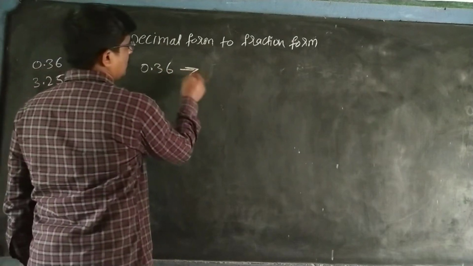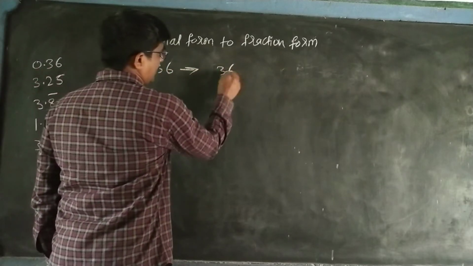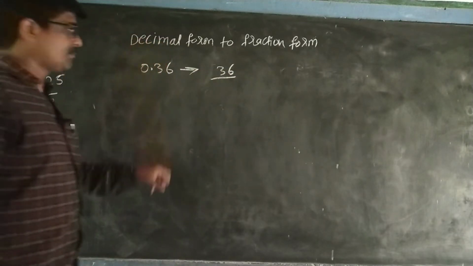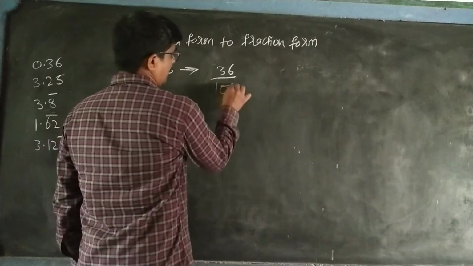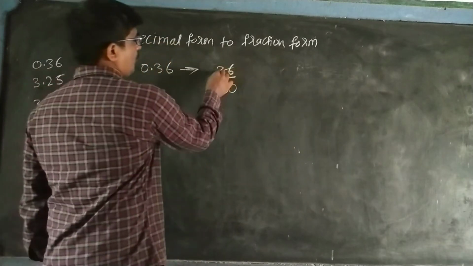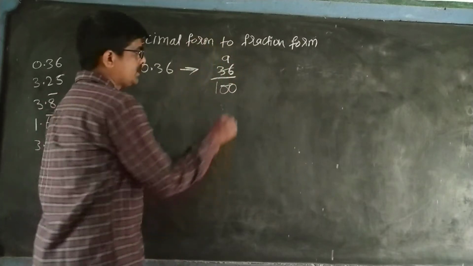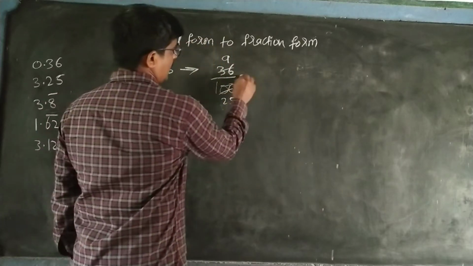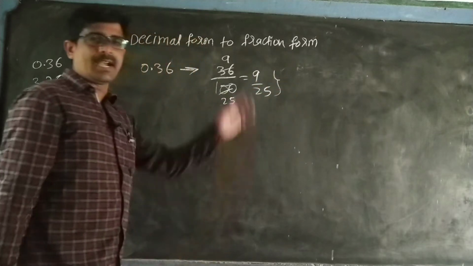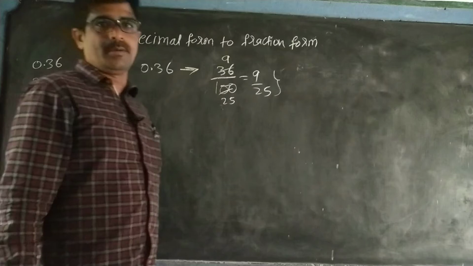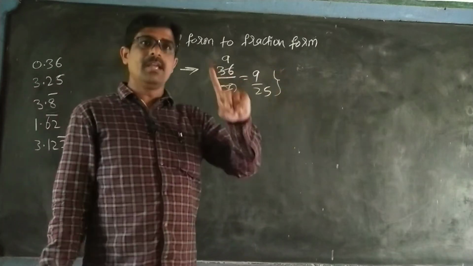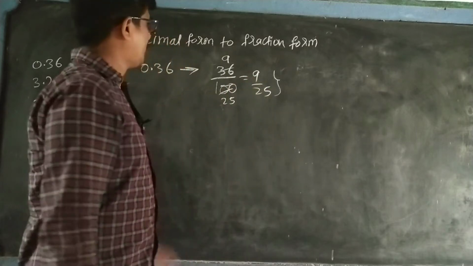Very simple. We have to write 36. After the point there are 2 digits, so simply add the denominator 100. Next, 4 9s are 36, 4 25s are 100, so 9 by 25. Both numerator and denominator are co-prime. What are co-prime numbers? The common factor is only 1.